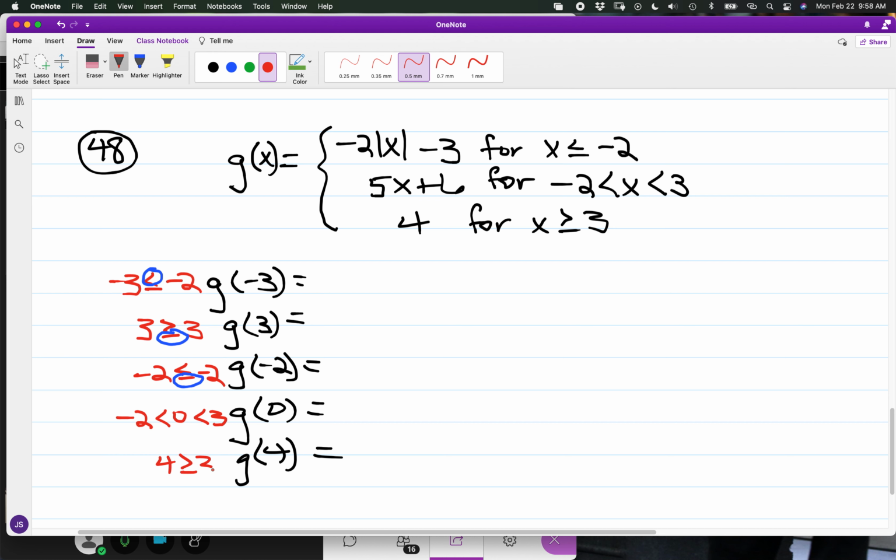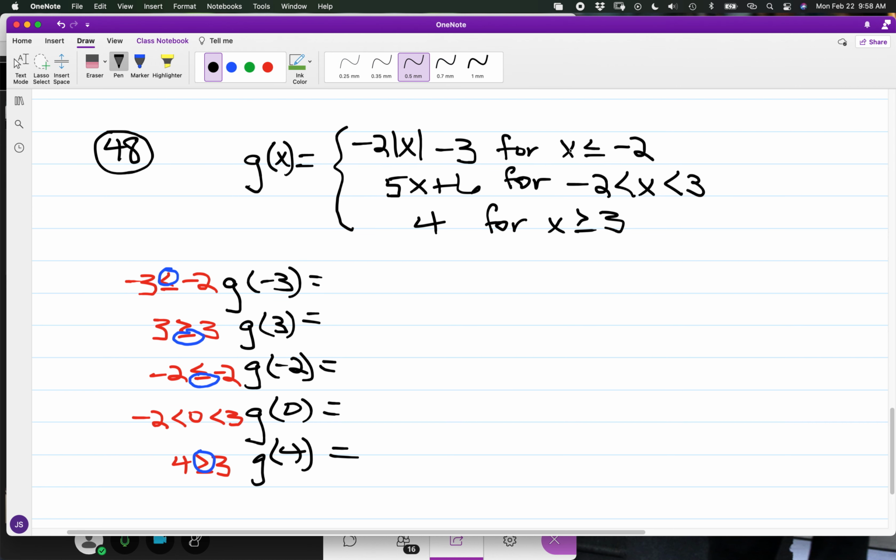All right, so we have for g of -3, this applies to the first case. So we're going to have -2 times the absolute value of -3, minus 3. And here, the absolute value of -3, again, that is going to be a positive 3.